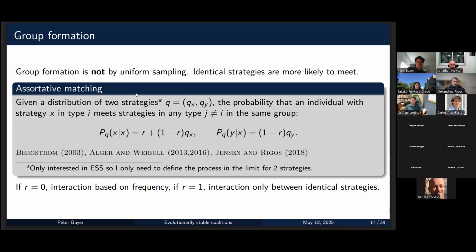Okay, a crucial component of the model is that group formation is not by uniform sampling. Identical strategies are more likely to meet. And this is modeled by assortative matching. If I have a distribution of 2 possible strategies, X and Y, and the distribution is Q, Qx, Qy, Qx plus Qy equals 1, then if I am strategy X, sitting in type i, the probability that I meet another strategy in my group in type j who is the same as me is more than Qx. It is R plus (1 minus R) Qx, where R is some parameter between 0 and 1.